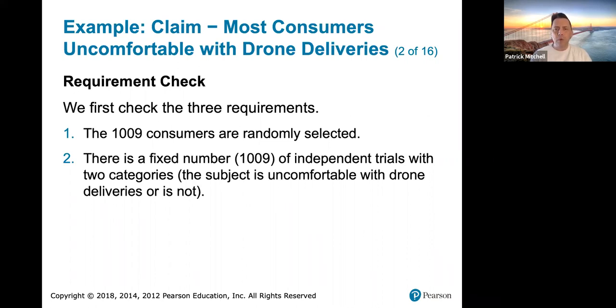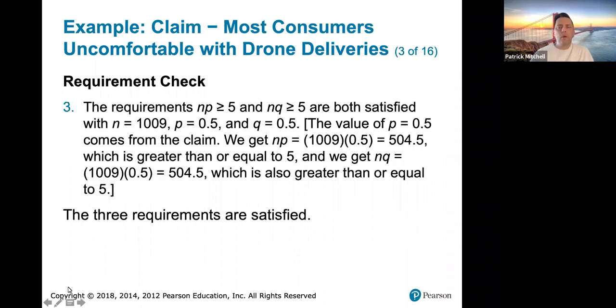So success will be the subject is uncomfortable with drone deliveries. Failure will be that the subject is not uncomfortable with drone deliveries. And the requirements that n times p and n times q are both at least 5 are very definitely satisfied. 1,009 times 0.5 is much bigger than 5. So the 3 requirements are satisfied.